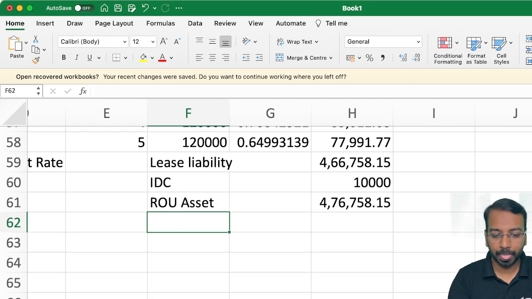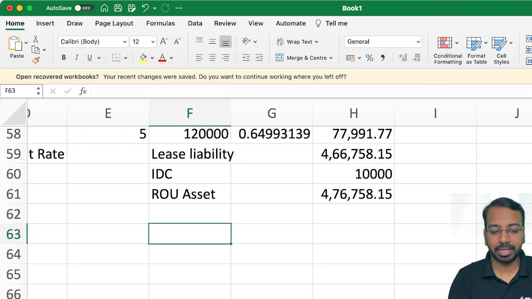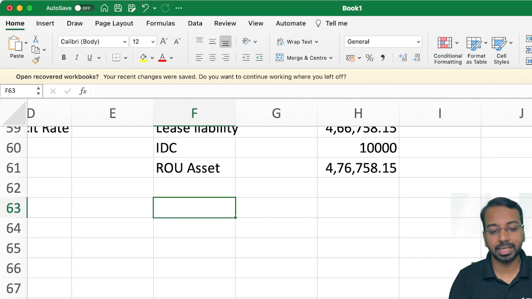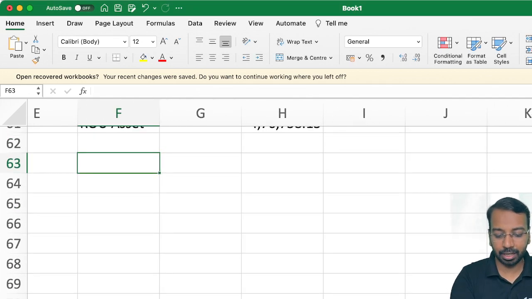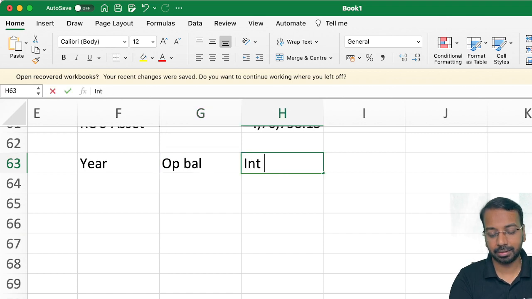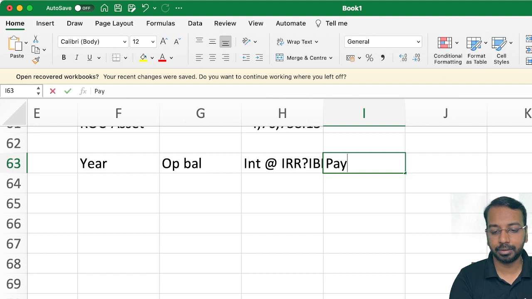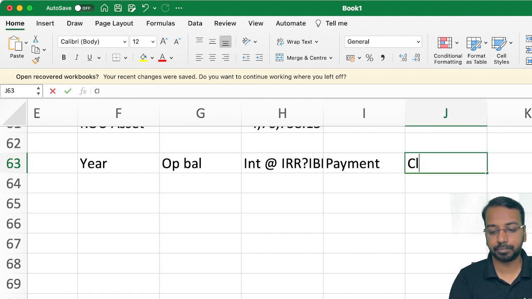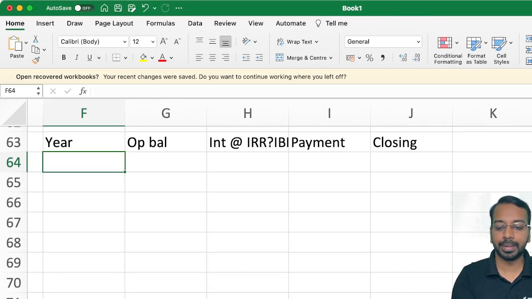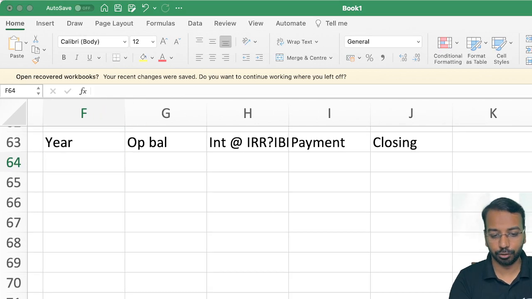Right. Now, because I have calculated lease liability, I will quickly give you the framework for lease liability, which we will be using in the subsequent problems. So lease liability always has year, opening balance, interest at IRR or incremental borrowing rate, payment, closing. This is the format you should be using when you are preparing the lease schedule.